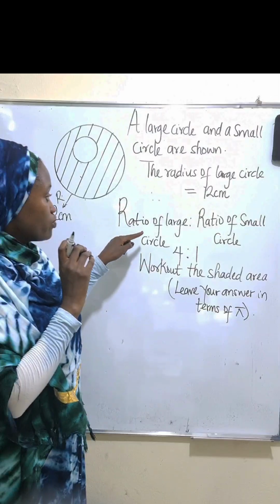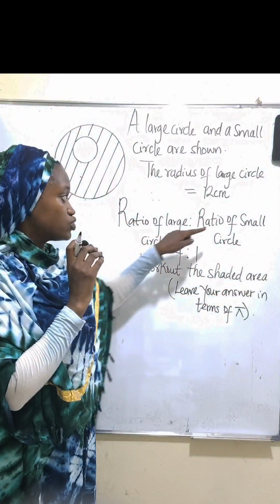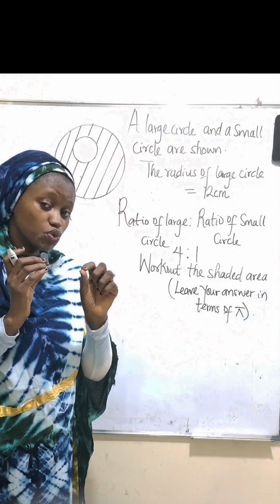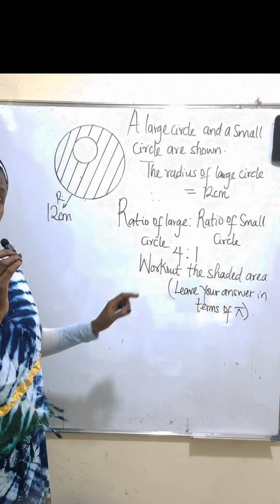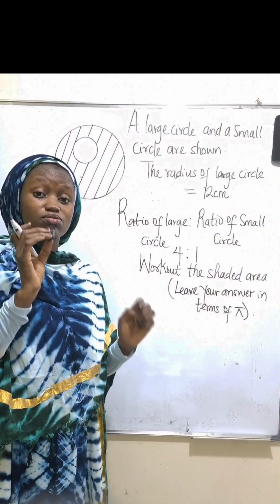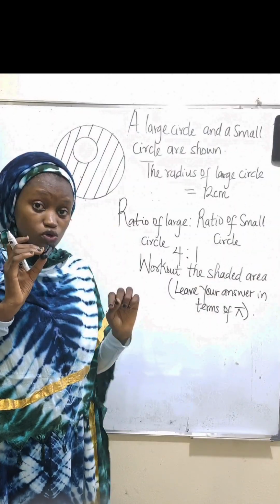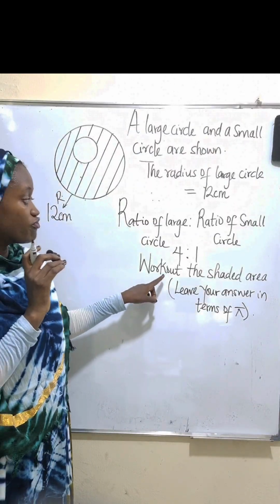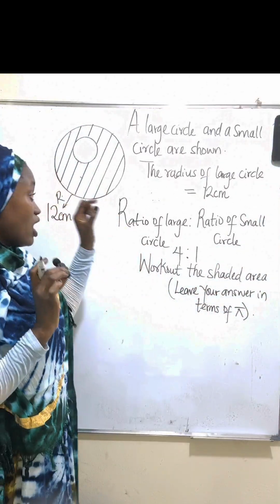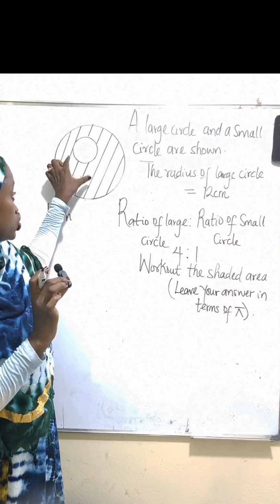Now, we are given the ratio of the large circle to the small circle as 4:1. We are given the ratio between the two circles, but the radius of the small circle was not stated. So this means we have to find the radius of the small circle. We are asked to work out the shaded area and leave our answer in terms of pi. What we are to find now is this shaded part.